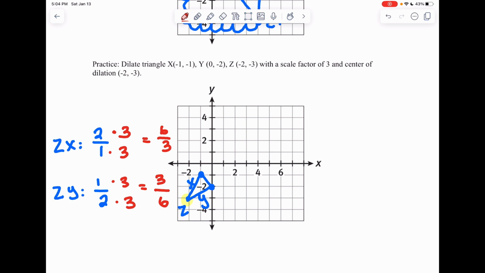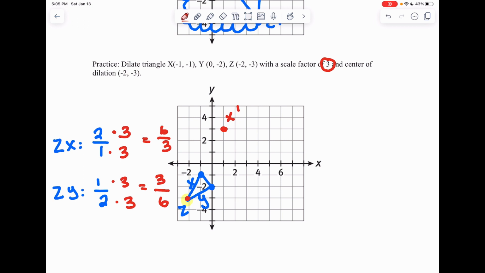Then, since my scale factor is 3, I'm going to multiply my slopes by 3. So 2 times 3 is 6, and 1 times 3 is 3. And 1 times 3 is 3, and 2 times 3 is 6. These are now my new directions on how to move from z. So starting at z always, I'm going to go up 6 and to the right 3. So 1, 2, 3, 4, 5, 6, and over 3. 1, 2, 3. This is my new x prime.